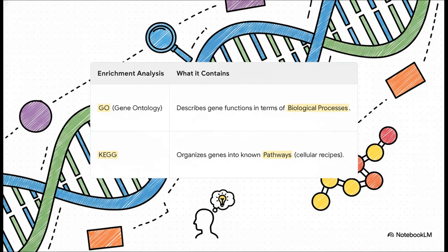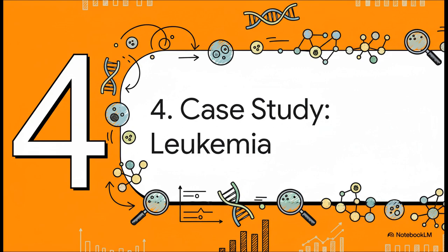The Gene Ontology, or GO database, is like a dictionary. It tells you what a single gene does, its function, its biological process, like cell division. KEGG, on the other hand, is more like a recipe book. It groups genes together into known pathways, the step-by-step instructions for a complex function, like how a cell turns sugar into energy. Okay, so all this theory is great, but let's see how it all works in a real-world example.